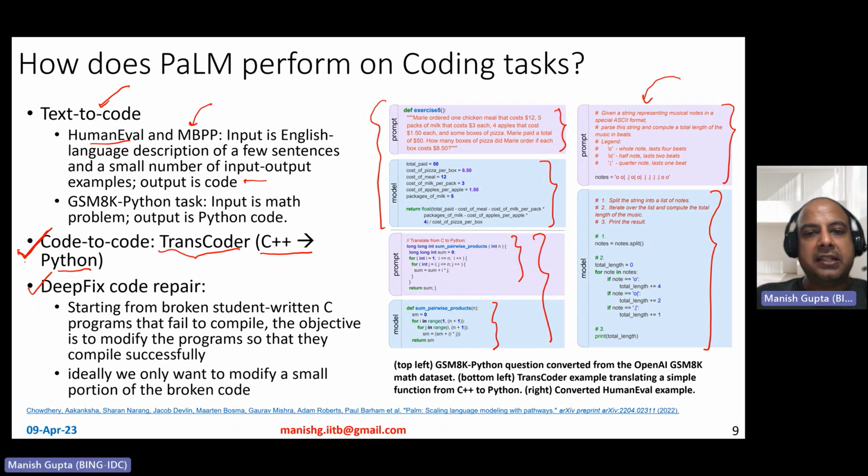The third kind of task that they consider, the example is not here but on the next slide or later, is DeepFix code repair, where the idea is that you start from broken student-written C programs that fail to compile, so there are compilation errors, and the objective is to modify the program so that it compiles successfully. Clearly, you do not want to rewrite the entire program. You want to only make small changes. Ideally, we only want to modify a small portion of the broken code.